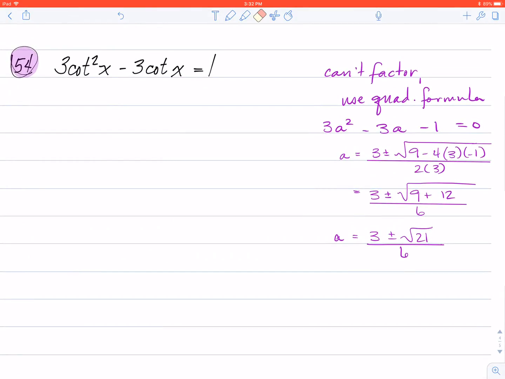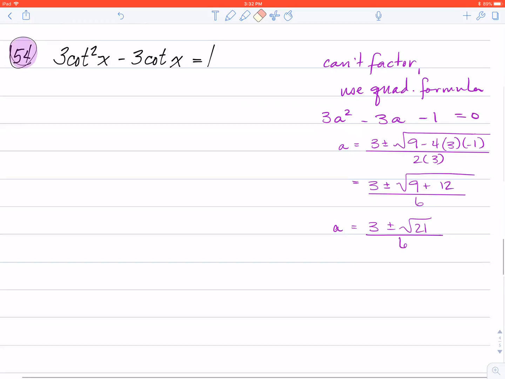And then 54 is another one. I've already worked this one out for you. You cannot use factoring here. So we would use the quadratic formula. I've already worked this out for you, and we will continue this one in class as well.